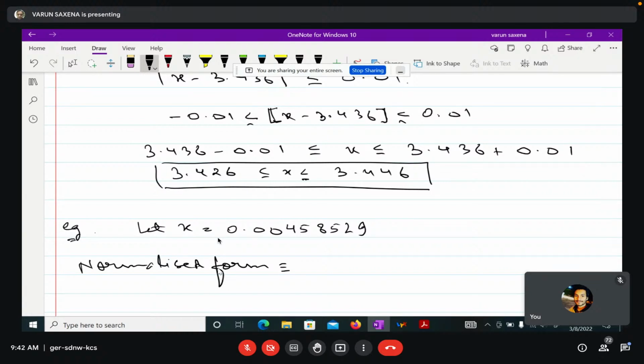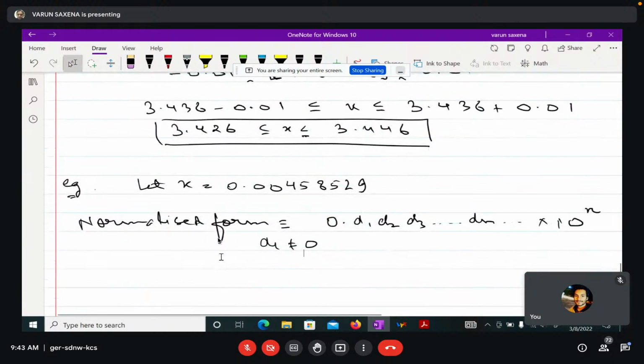So normalized form would be written as 0.d1 d2 d3 ... dn into 10 to the power of n, where n is whatever comes when you write it in this form. So these are all these values d1, d2, d3, d4, dn. So d1 has to be non-zero. The others could be zeros, but d1 has to be non-zero. So this is called a normalized floating point.